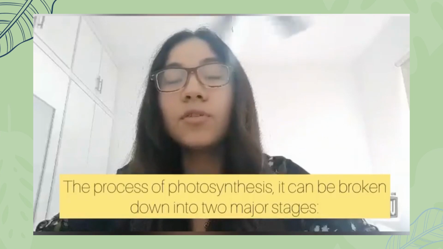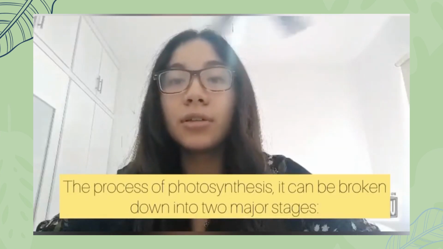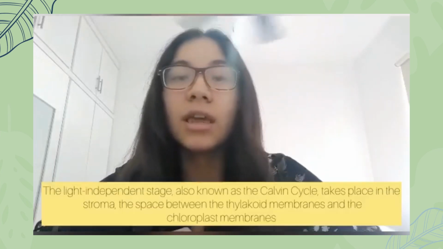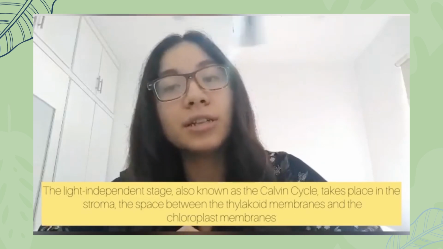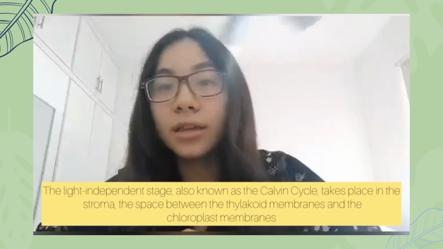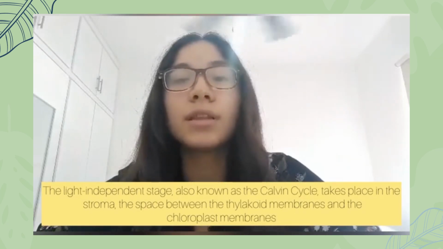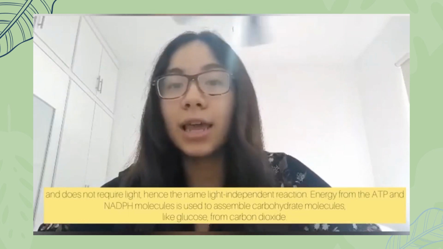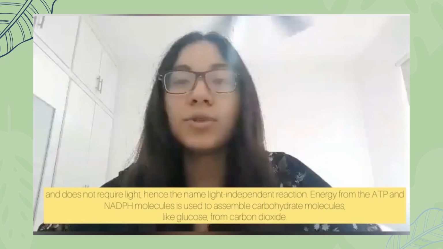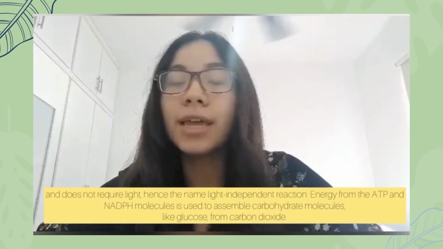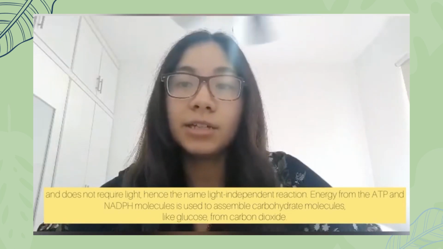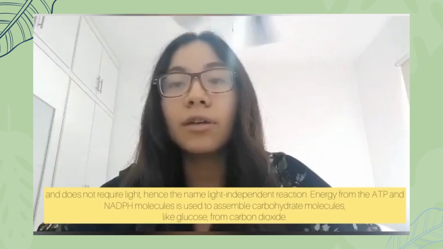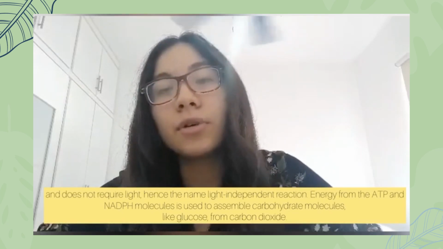The process of photosynthesis is broken down into major stages. The light-independent stage, also known as the Calvin cycle, takes place in the stroma, the space between the thylakoid membranes and the chloroplast membranes, and does not require light, hence the name light-independent reaction. Energy from the ATP and NADPH molecules is used to make a carbohydrate molecule like glucose from carbon dioxide.